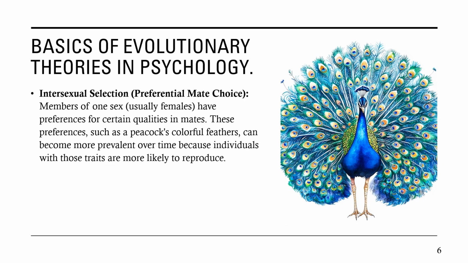Intersexual selection is where preferred mates are chosen. This usually deals with women. So members of one sex, usually female, have a preference for certain qualities in a mate. These preferences, such as for a peacock's colorful feathers, can become more pronounced over time because individuals with those traits are more likely to reproduce.